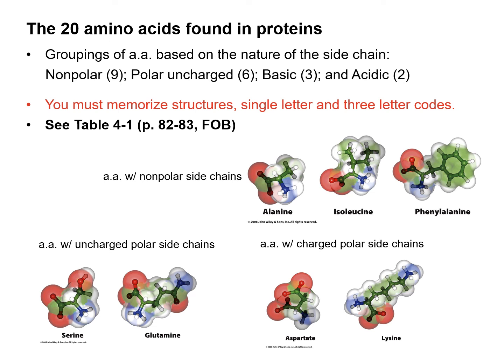And here are the 20 amino acids that we talked about in terms of their properties and types. There are 9 nonpolar, 6 polar uncharged, 3 basic, and 2 acidic amino acids. And you must memorize all of them: the structures, the single letter and 3-letter codes, their side chains, and so on. And here are some examples.